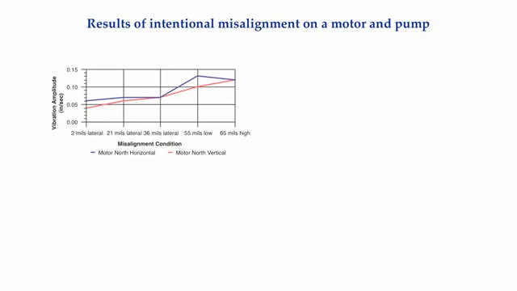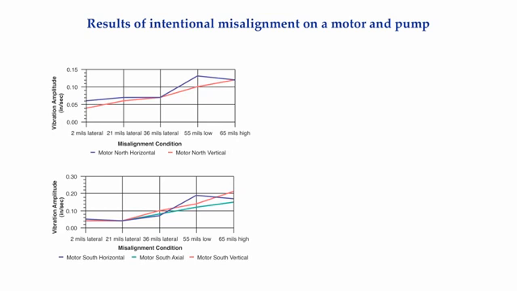Starting at the coupling, or inboard end of the motor, the overall vibration in the horizontal and vertical direction started out at around 0.05 inches per second and remained pretty much at that amplitude level for both the 21 and 36 mil lateral misalignments. There was an increase in amplitude when the motor was 55 mils low, but then, surprisingly, at the worst misalignment condition, where the motor was high by 65 mils, the vibration in the horizontal direction decreased slightly.